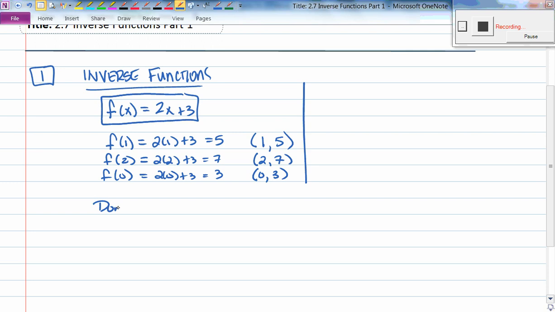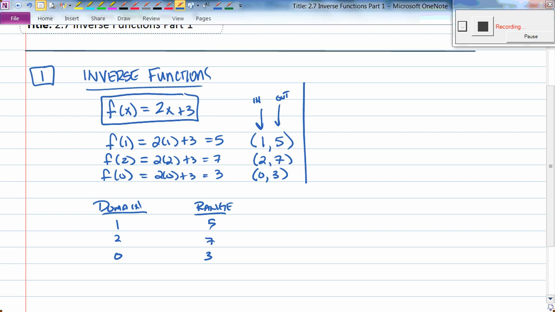What's the domain of what I have so far? Just the points that I've given you. Well, the domain for this line is all real numbers. That's true. But just in terms of the points that I gave you, what would the domain be? 1, 2, and 0. What would the range be? 5, 7, and 3. Now, of course, the domain is all real numbers for this line. But in terms of the inputs and the outputs, the domain is 0, 1, and 2, and the range is 5, 7, and 3. Okay, good. So this is pretty much just basic stuff for functions.